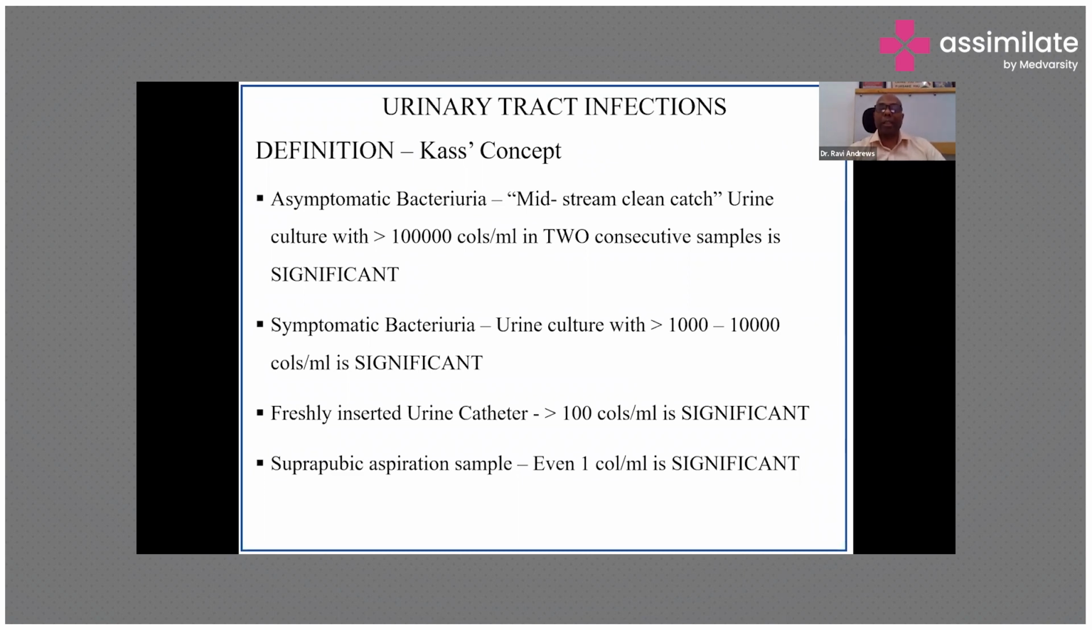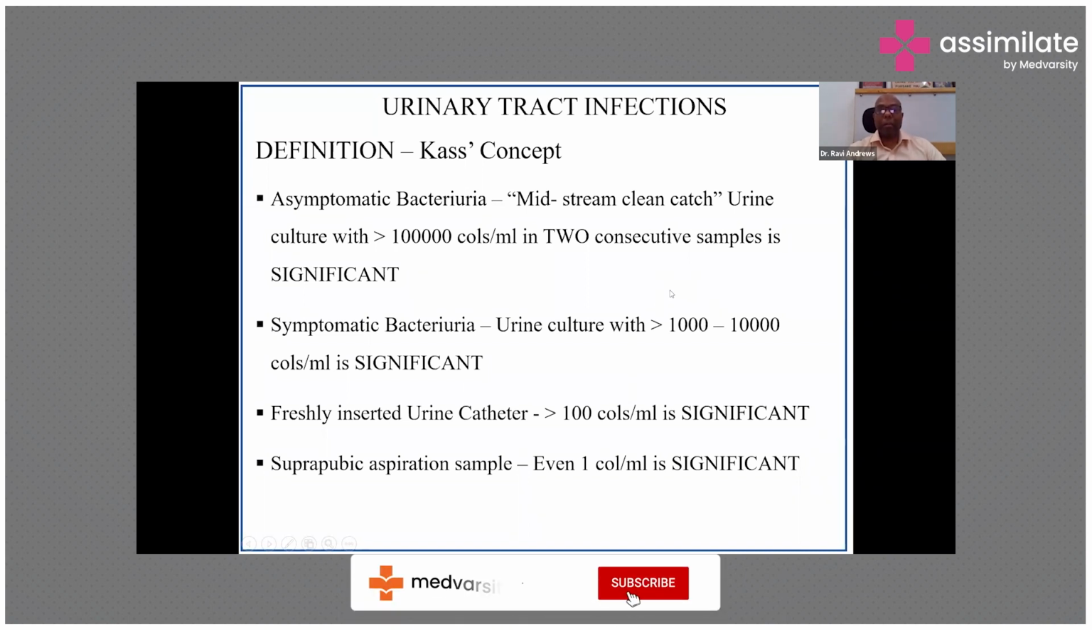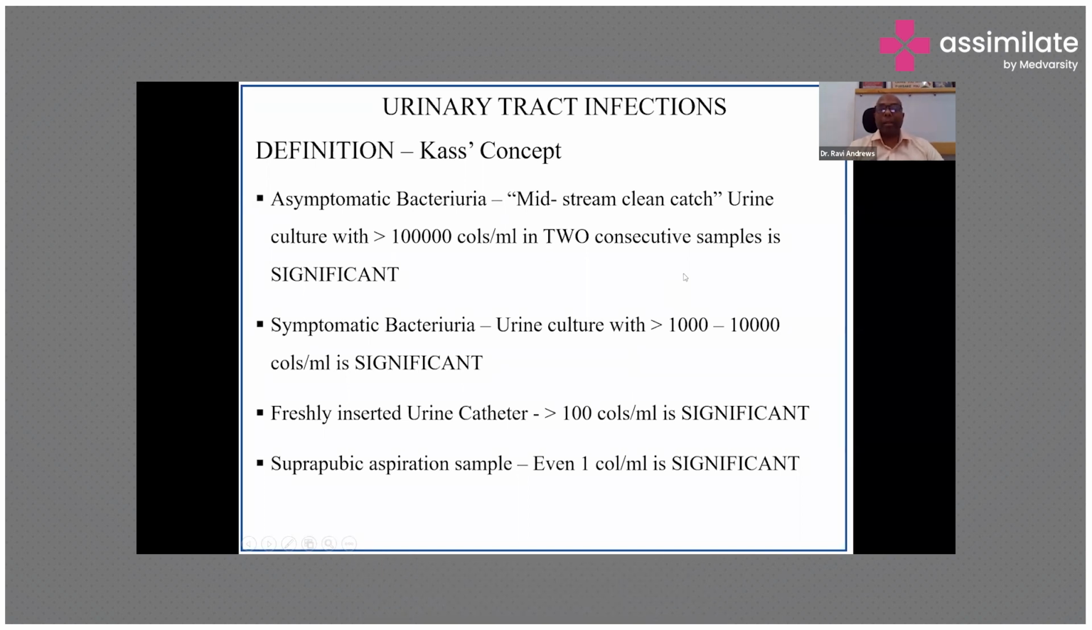So in 2010, the Infectious Disease Society of America added a few more categories to the definition of urinary tract infection, and they added on the symptomatic bacteriuria. So in a symptomatic patient, if the midstream urine culture shows 1,000 to 10,000 colonies per ml, that was considered significant and you need to treat it.